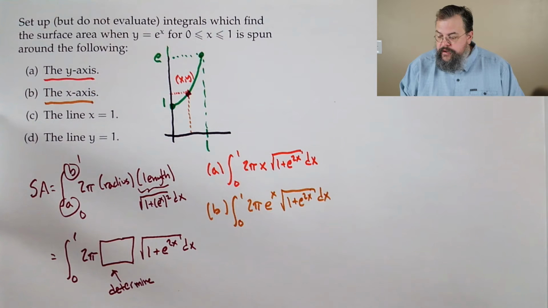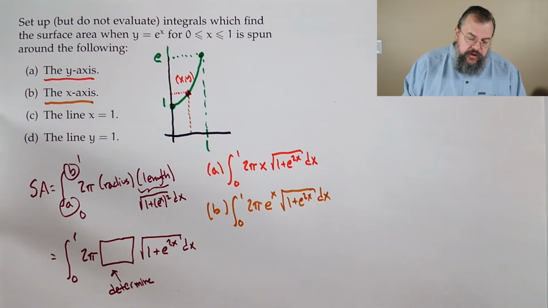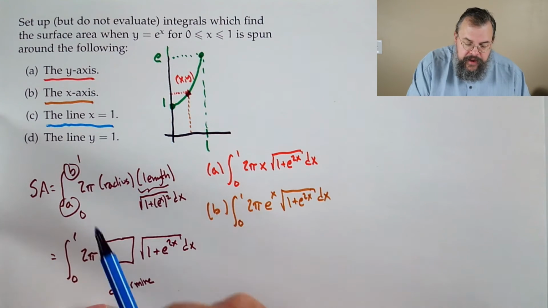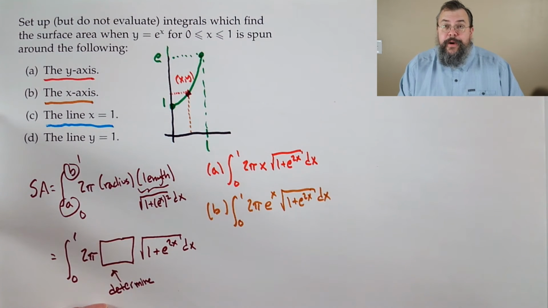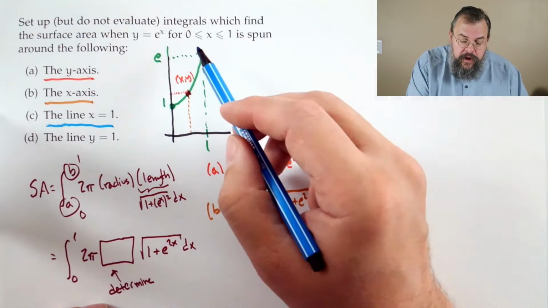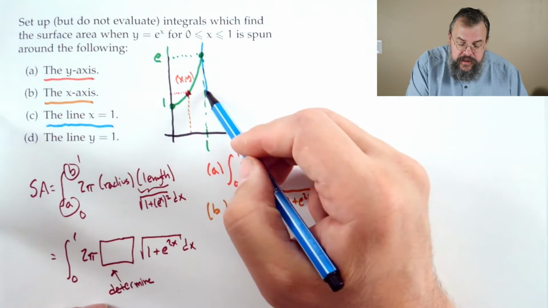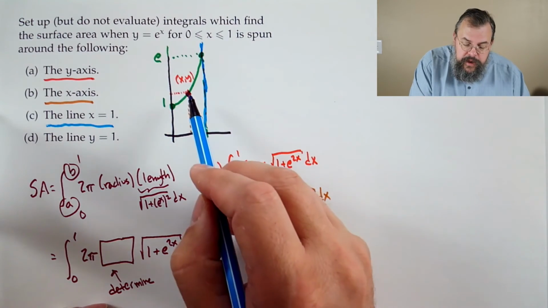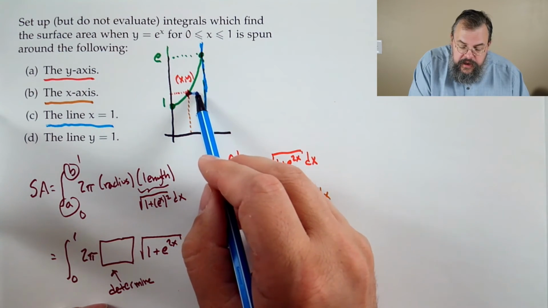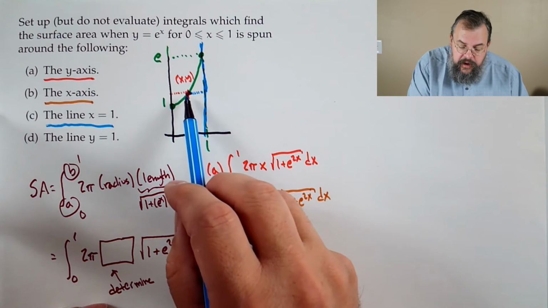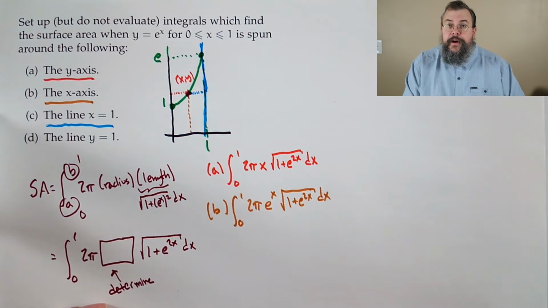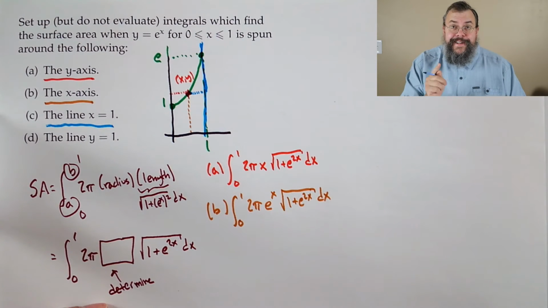Now, let's go to our next version. Okay, so let's do this one. The line x equals 1. So, where is x equals 1 in this diagram? Well, x equals 1 is this line right here. So when we talk about going around x equals 1, that's our distance from the little part that we're spinning to x equals 1. Now, what is that distance?